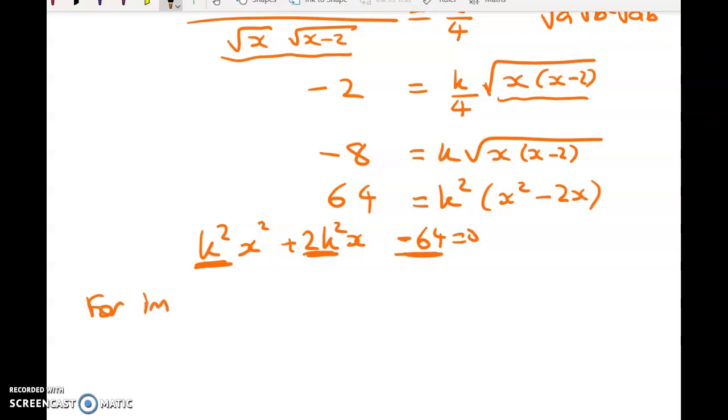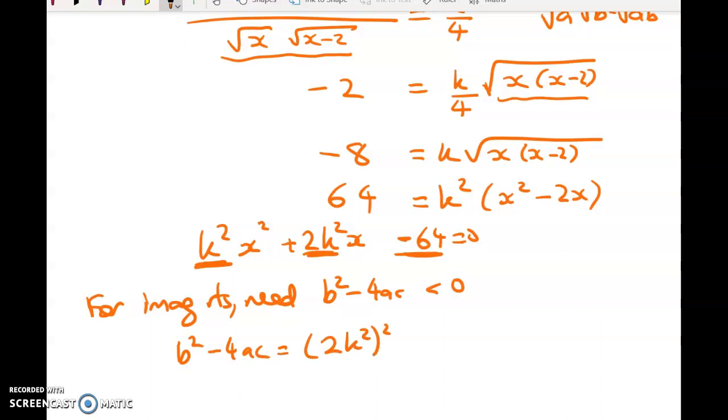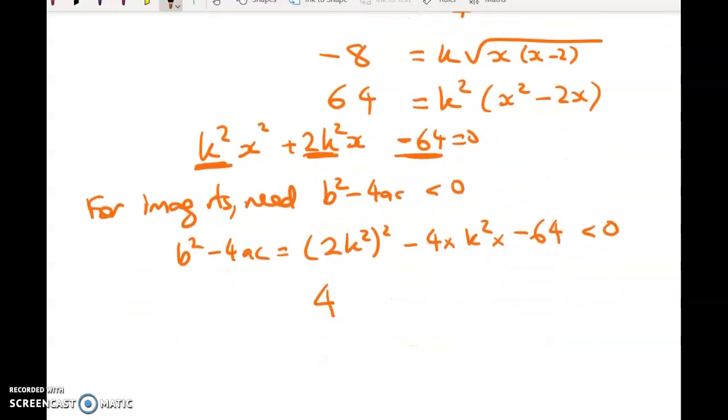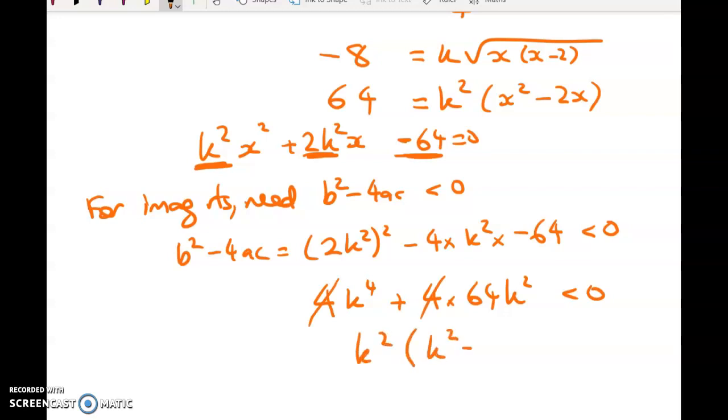So for imaginary roots, we need b squared minus 4ac to be strictly negative. So b squared minus 4ac is equal to 2k squared, all squared, minus 4 times k squared times negative 64, and that's got to be negative. So 4k to the power of 4 plus, I'll just leave that as 4 times 64k squared, is strictly negative. I can divide through by the 4, and that gives me k squared times k squared plus 64. You probably don't need to do this step, but I think it's more elegant.